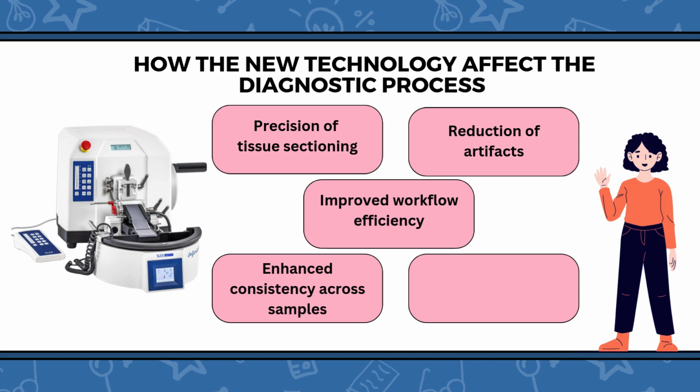The aquatic system delivers uniform thickness across all tissue sizes, allowing pathologists to make accurate comparisons between samples. This is particularly important in cancer staging, where minute differences between sections can indicate the progression of disease, and in research settings, where consistency is key for valid scientific conclusions. Lastly, reduced risk of sample damage.